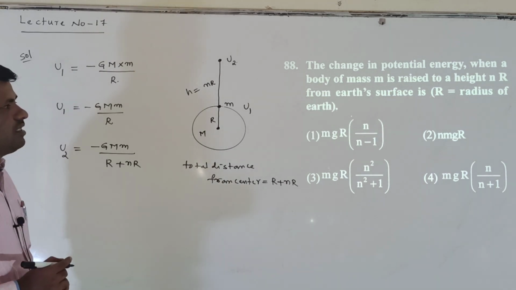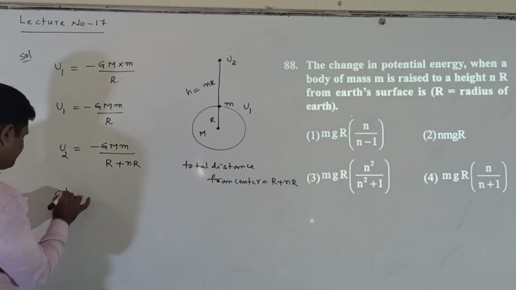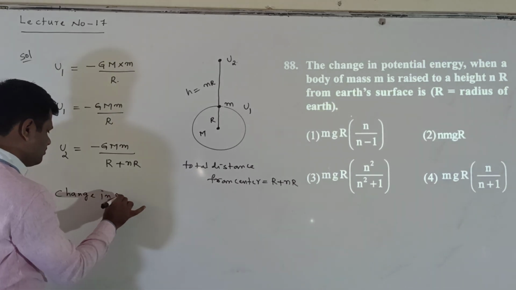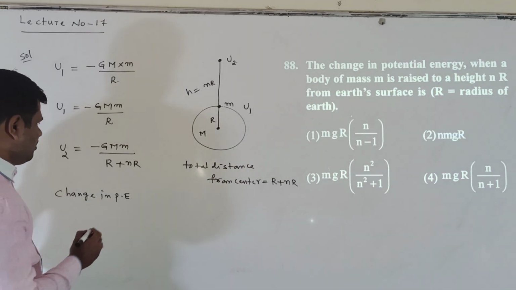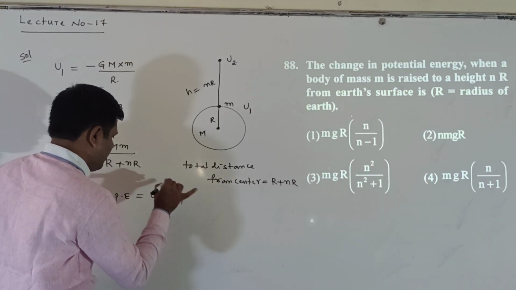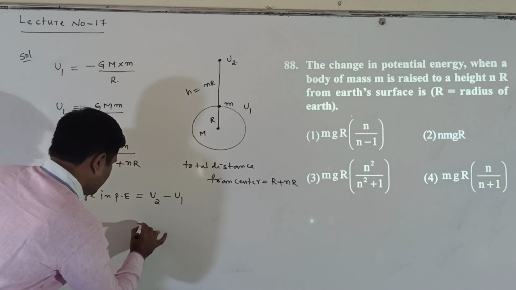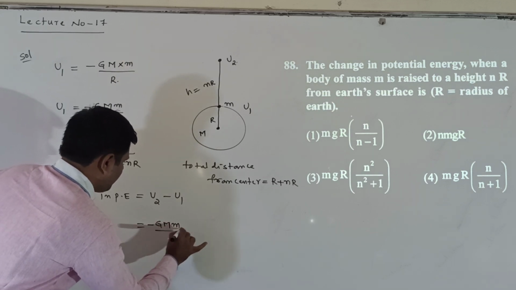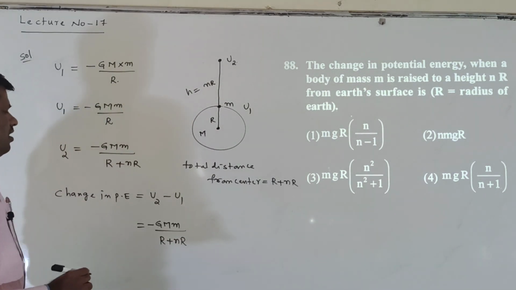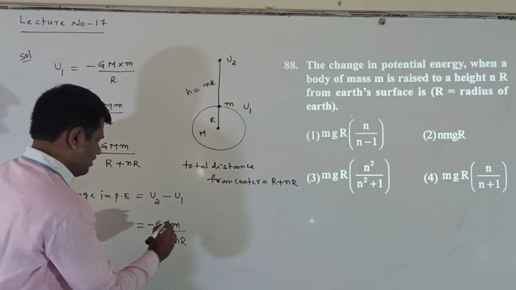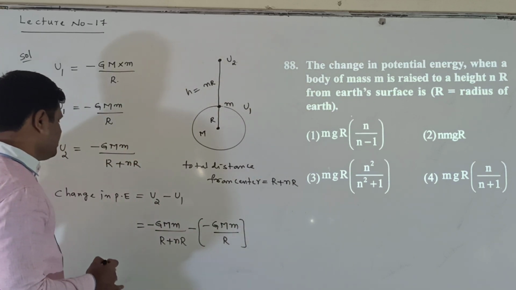Right. Now what is being asked here? The change in potential energy. The change in potential energy means final minus initial, that is U2 minus U1. Here we are making U2 minus U1. U2 is equal to minus GMm by R plus nR, minus U1. U1 means minus of minus GMm by R. That is the change in potential energy.